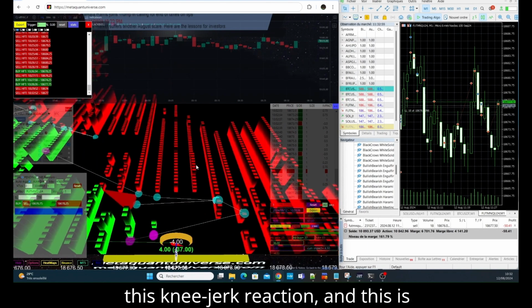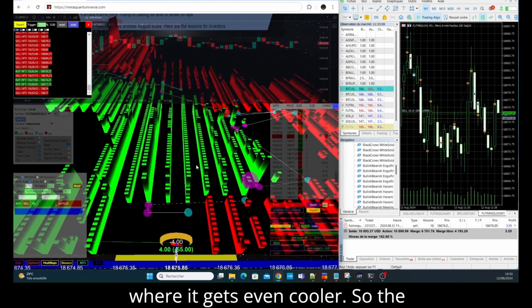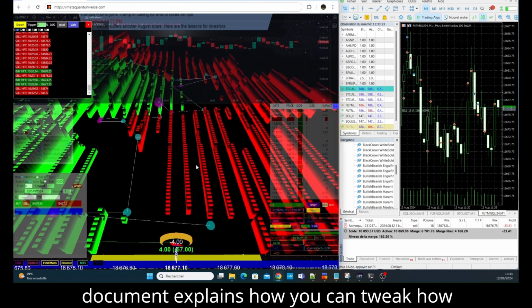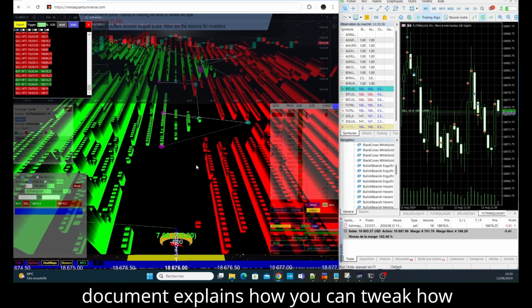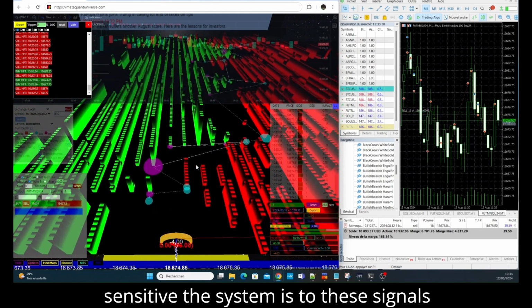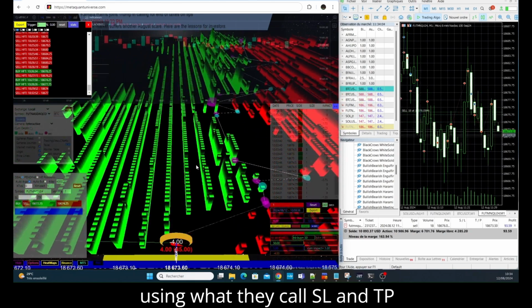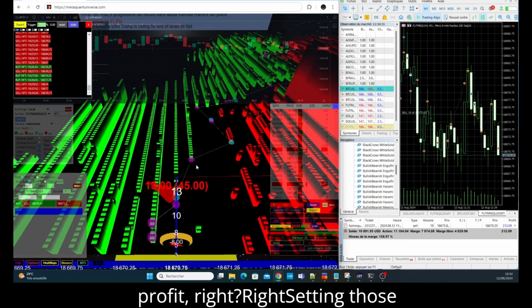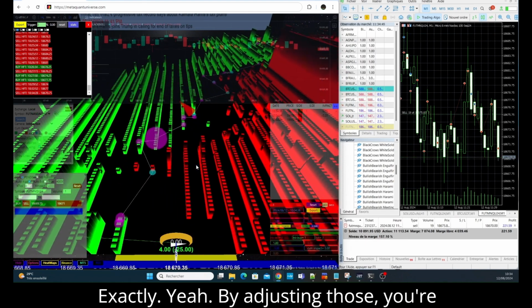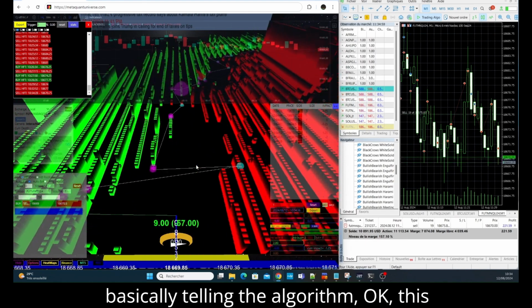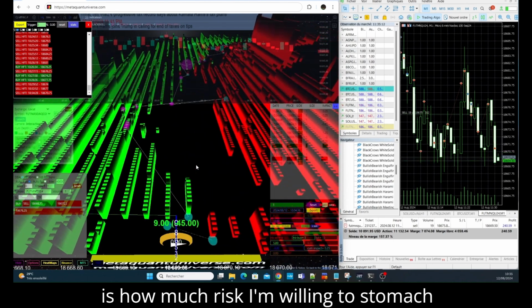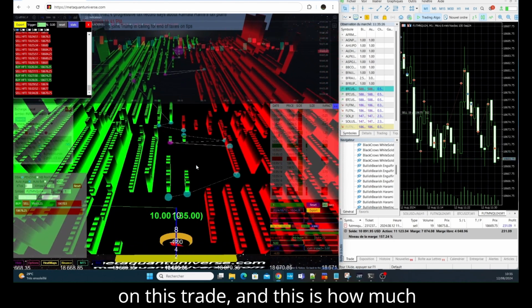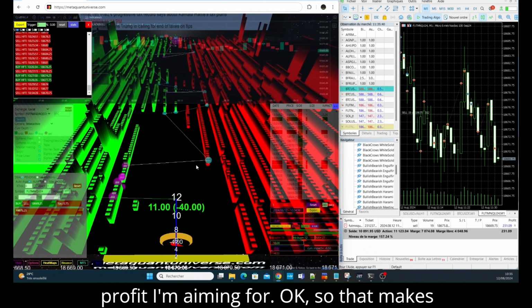Exactly. It's not just a knee-jerk reaction. And this is where it gets even cooler. So the document explains how you can tweak how sensitive the system is to these signals using what they call SL and TP settings. That's stop loss and take profit. Right. Setting those boundaries, when to get out. Exactly, yeah. By adjusting those, you're basically telling the algorithm, okay, this is how much risk I'm willing to stomach on this trade, and this is how much profit I'm aiming for. Okay, so that makes sense.